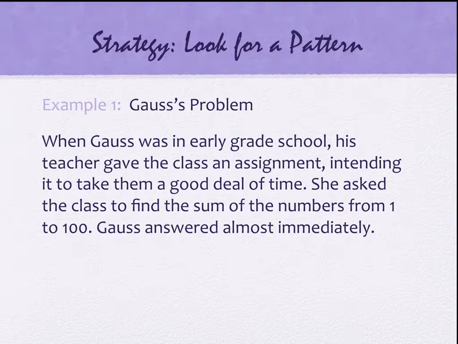All right, so we're going to do at least one example today. This is a mathematician by the name of Gauss. And when he was in early grade school, his teacher gave them an assignment, intending it to take them a good deal of time. I'm sure you guys never had a teacher like that, right? It's called busy work. Yes, she wanted them to add up the numbers from 1 to 100. 1 plus 2, that gives you this, and then plus 3, and that gives you this, plus 4, and that should take some time, right? Gauss answered almost immediately. I'm sure the teacher was super excited.